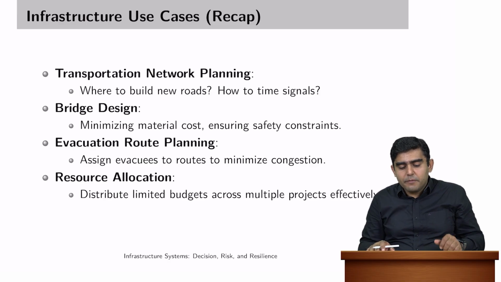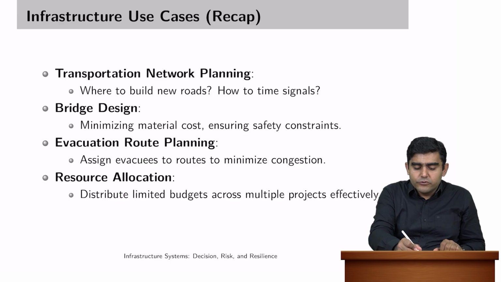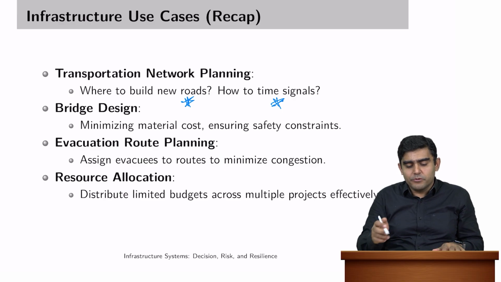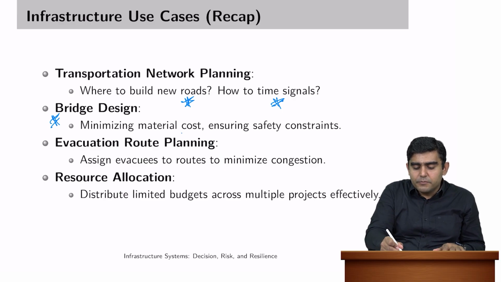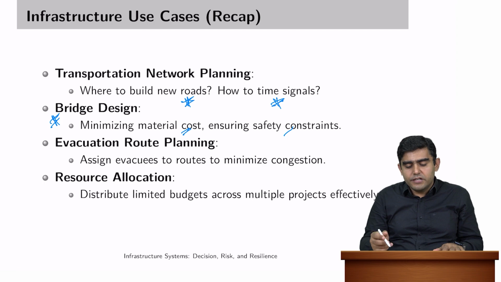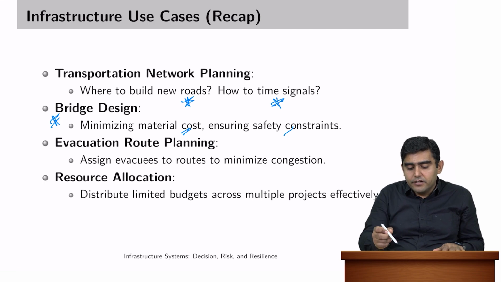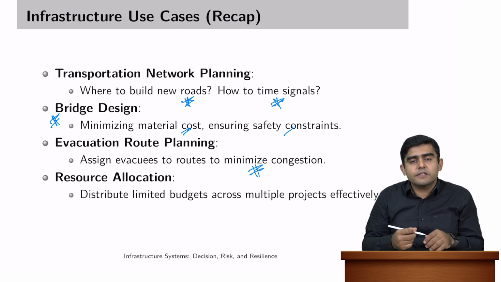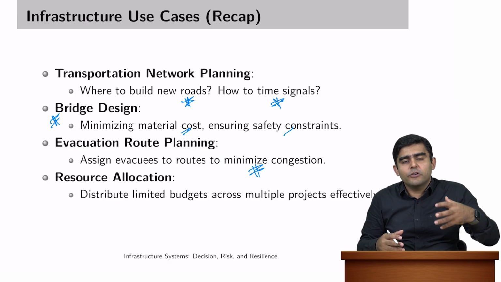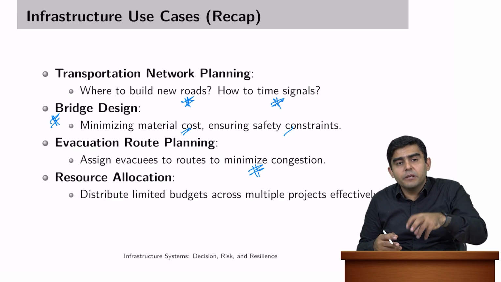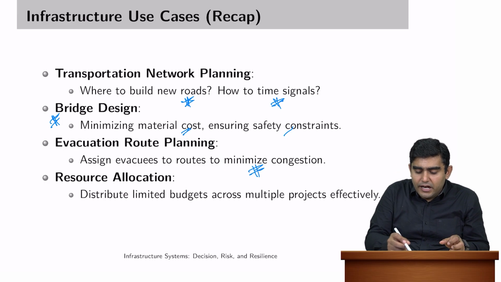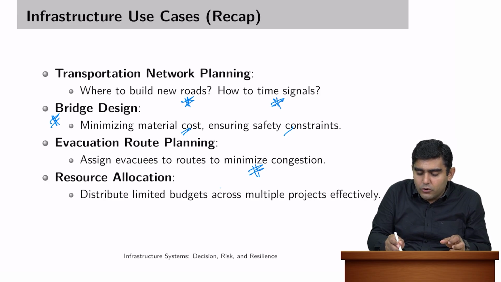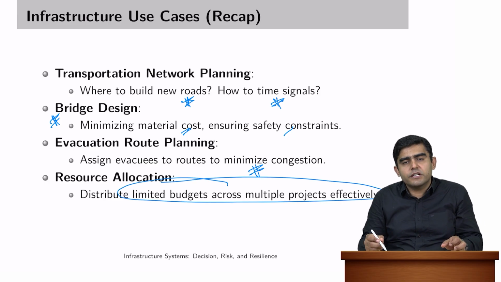So, a quick recap: we already learned that these find usage in transportation network planning, for example, where to build new roads, how to time signals, and all of them are fairly unstructured problems. How to design a bridge, what is the minimum cost, material cost, safety constraints, evacuation route planning, which particular route we should assign whenever flood is propagating or some other disaster is propagating, that minimizes congestion within the city, and also resource allocation, that is how a limited budget across multiple projects can be efficiently allocated.